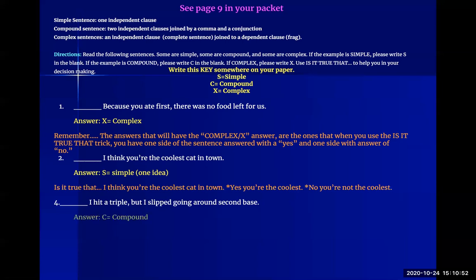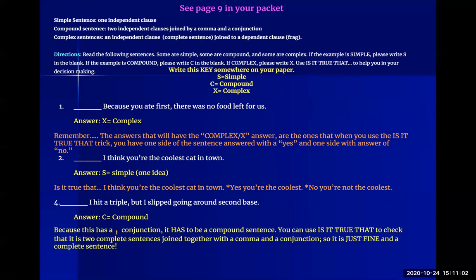Yes. This is going to be a compound sentence because both sides, when I check the sentence, we can answer yes, and there's a comma and a conjunction in the middle. That comma conjunction package is a really big hint to you that it is a compound sentence. No other sentence would have a comma and a conjunction in it.